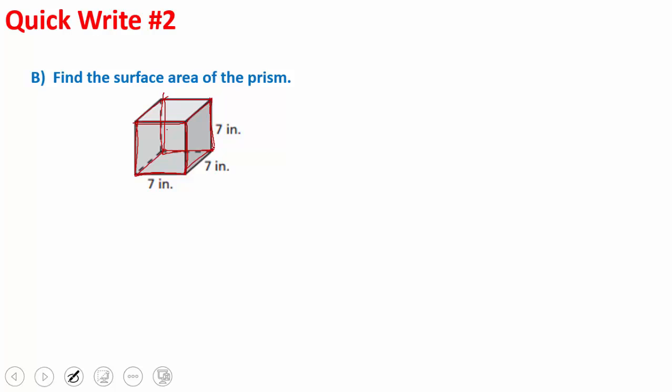Notice, all the units are the same. So this rectangular prism is a cube. It's a cube. It has all the same sides. So if you find one surface area, you can find them all. However, you can also use the formula for 2 times area of the base plus the perimeter and the height.